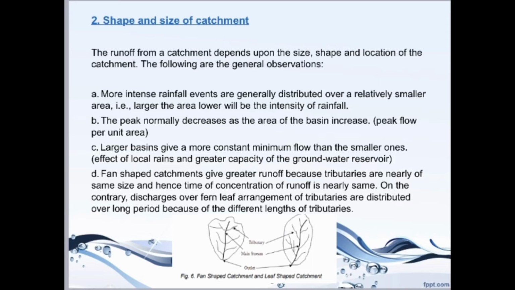Letter D. The fan-shaped catchments give greater runoff because these tributaries are nearly of the same size, and hence the time of concentration of runoff is nearly the same. On the contrary, in a fern leaf arrangement, discharges from the tributaries are distributed over a period because of the different lengths of the tributaries.